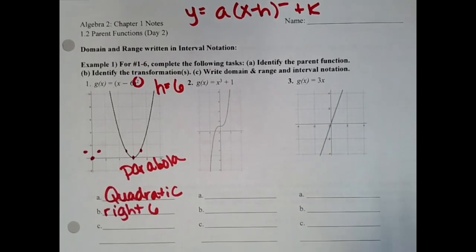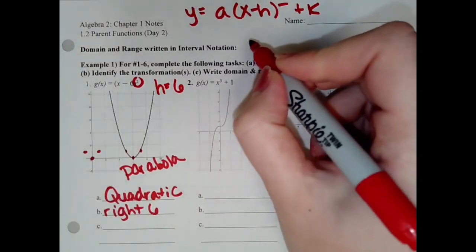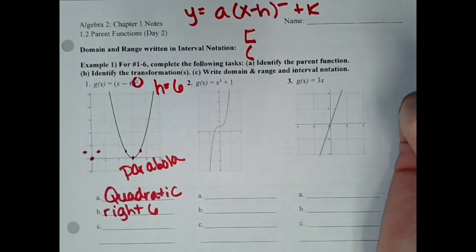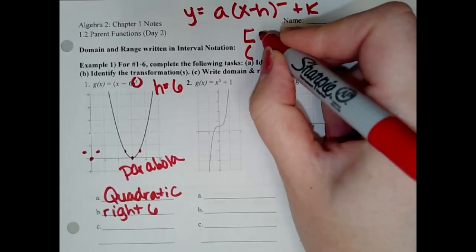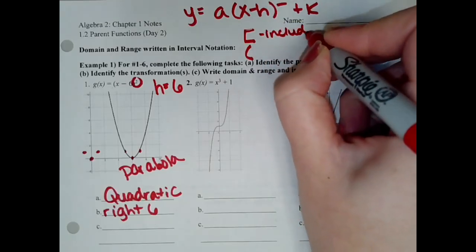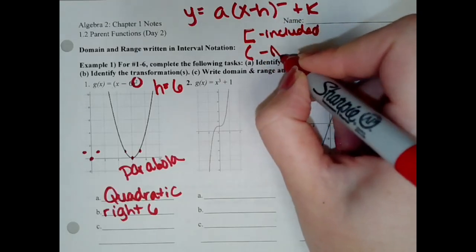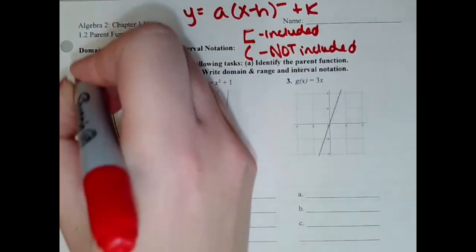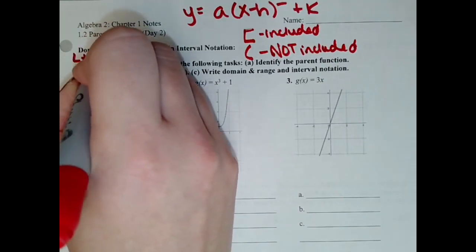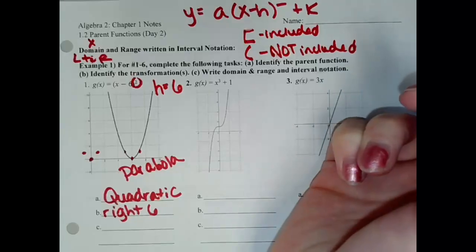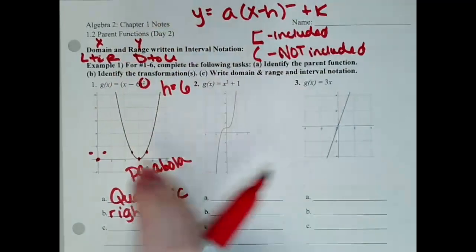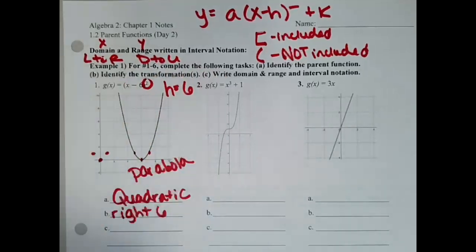Now, interval notation for domain and range, you have to know bracket versus parentheses. So bracket means included. Parentheses means it's not included. Domain is left to right, so it's the x values. Range is down to up, which is the y values. So left to right, down to up, it's always your negative to your positive movement.